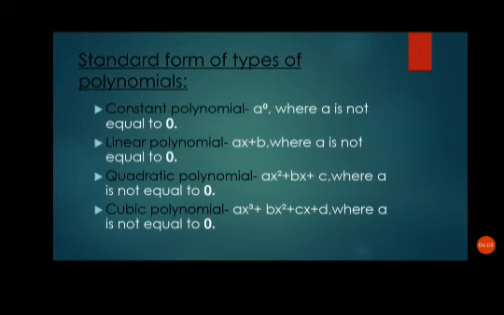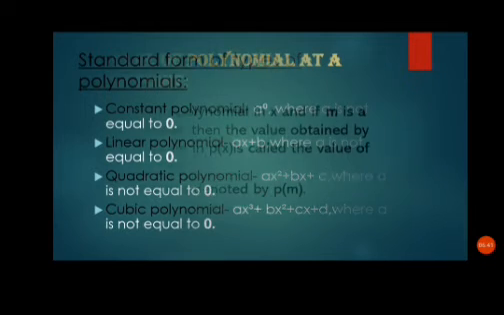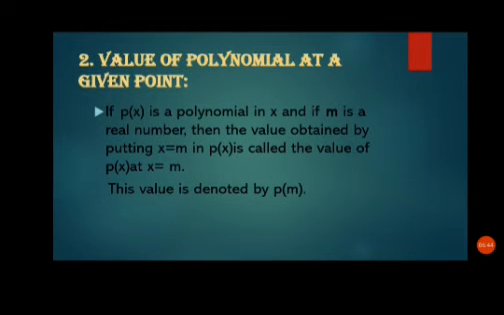Moving forward, standard form of types of polynomials. The standard form of a constant polynomial is a x raised to the power 0, where a is not equal to 0. Linear polynomial, ax plus b, where a is not equal to 0. Quadratic polynomial, ax square plus bx plus c, where a is not equal to 0. Cubic polynomial, ax cube plus bx square plus cx plus d, where a is not equal to 0. Moving forward, our next content is value of a polynomial at a given point.